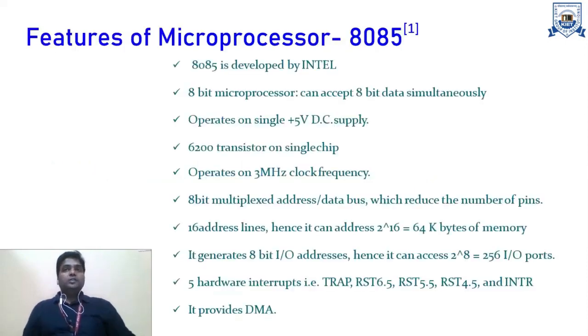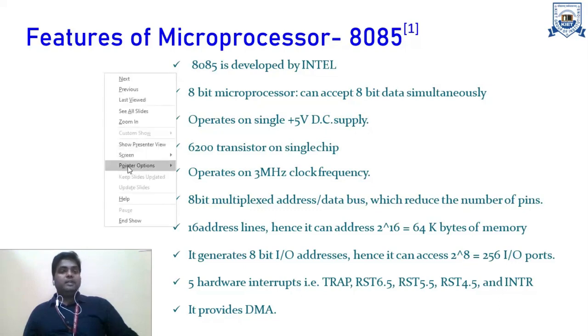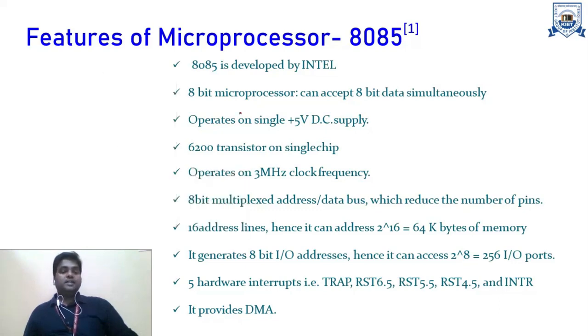As we know, the 8085 microprocessor is the very first commercially used microprocessor. This is basically an 8-bit microprocessor developed by Intel. What do you mean by 8-bit microprocessor? 8-bit microprocessor means that it processes 8-bit information at a time. That's why it is known as 8-bit microprocessor.